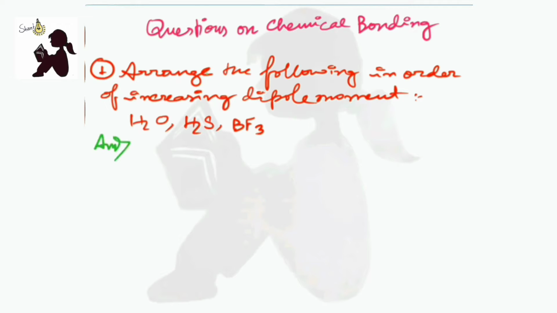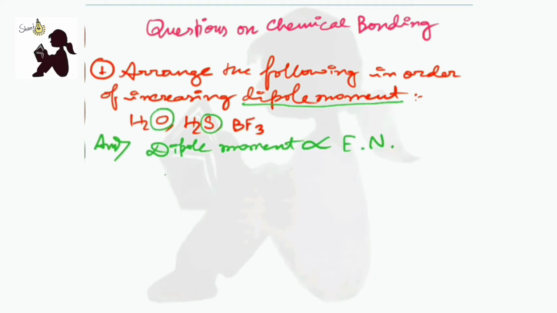So let's see the first question, that is, arrange the following in increasing order of the dipole moment. Now you know, in the dipole moment's case, the dipole moment is directly proportional to electronegativity. So you can see O is more electronegative than S. So I'm going to write that O is more electronegative than S. So the dipole moment order will be H2O greater than H2S.